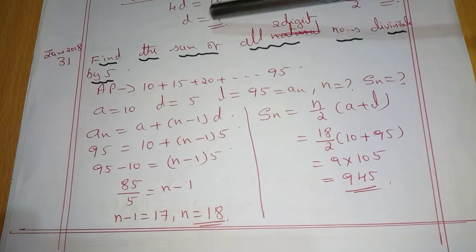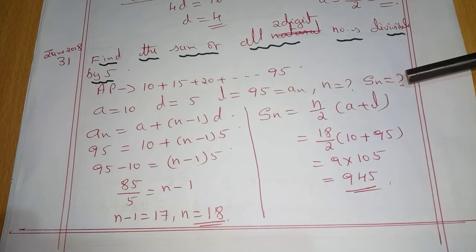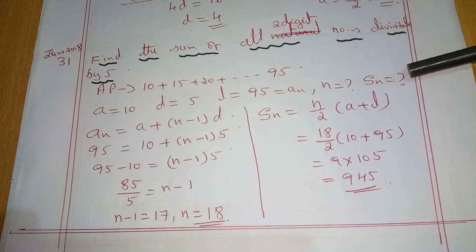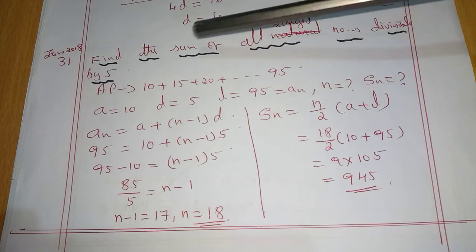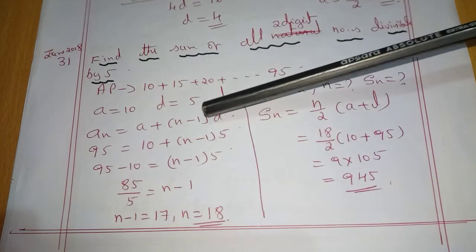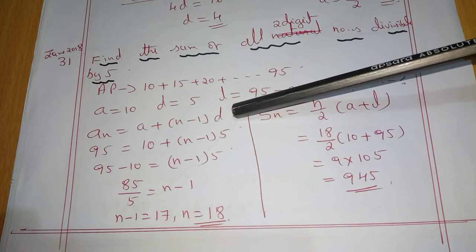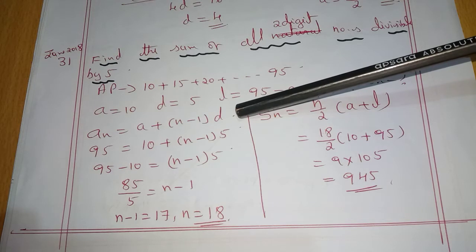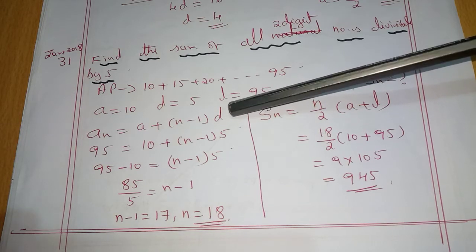What do you have to find? How many? First we have to find how many, then the sum of those numbers. So we have to find n also, Sn also. Which formula do we have to make use of first? Yes, An formula. By this time, everyone knew An formula and both Sn formulas.